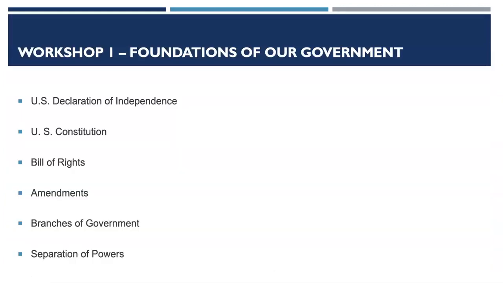Today, in Workshop 1, we're going to discuss foundations of our government. We're going to talk about the U.S. Declaration of Independence, our U.S. Constitution, the Bill of Rights, amendments, branches of government, and the separation of powers. Let's begin by discussing the Declaration of Independence.